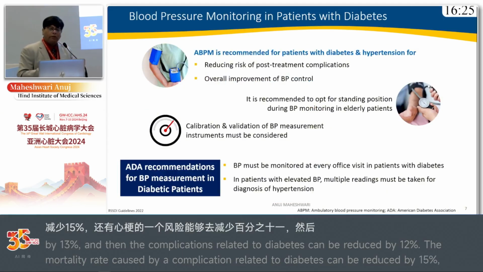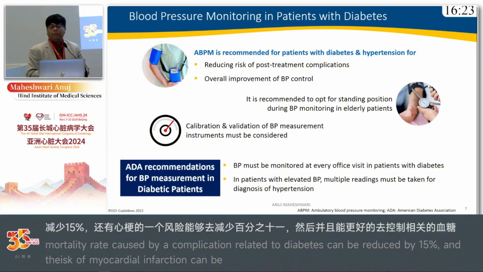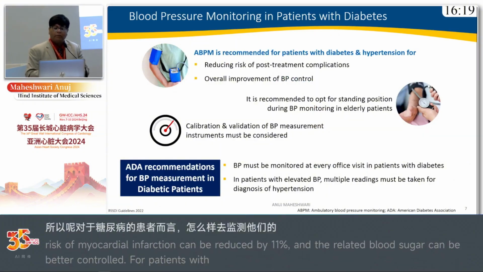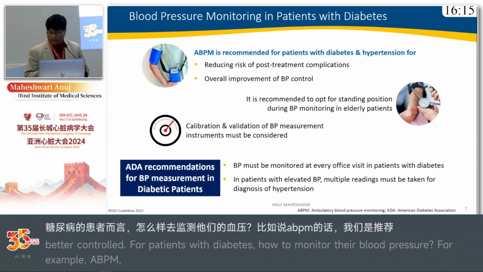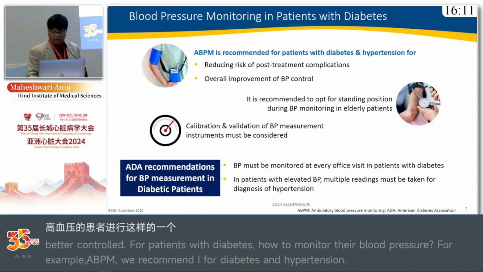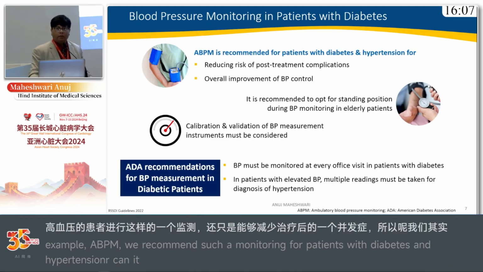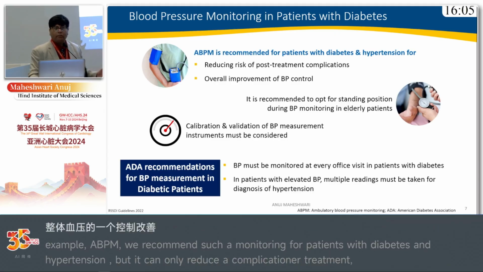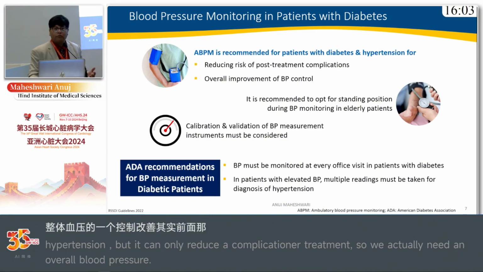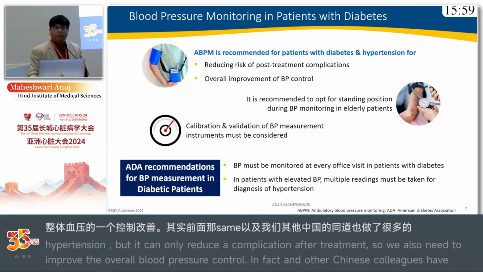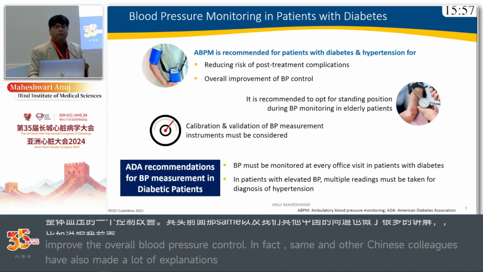So how do we monitor patients with diabetes, especially those who have hypertension? ABPM is recommended for patients with diabetes and hypertension for reducing the risk of post-treatment complications. Overall improvement of blood pressure control is needed because, as we heard from our previous speaker, Dr. Narsingh Verma, while he was talking about blood pressure variability, blood pressure variability is one of the important features in patients with diabetes.